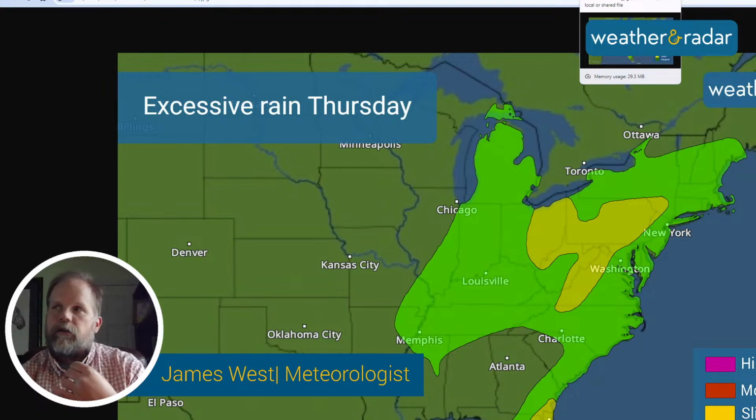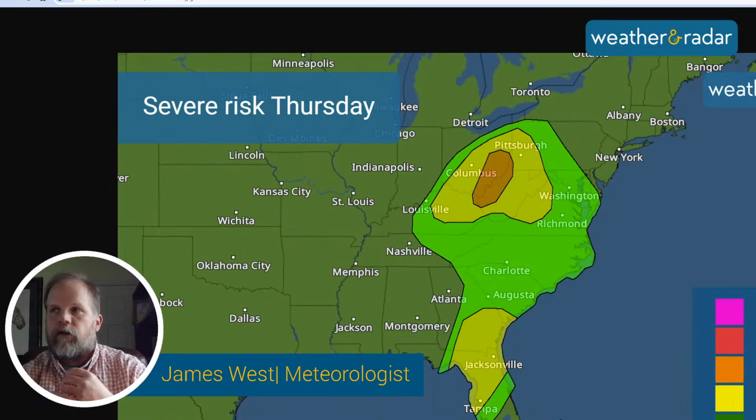And of course, one of the other things that we're also worried about, especially with that low pressure area going through the Pittsburgh area and that cold front moving through northern Florida, is the risk of thunderstorms. And these thunderstorms could produce a lot of damaging winds and also hail.